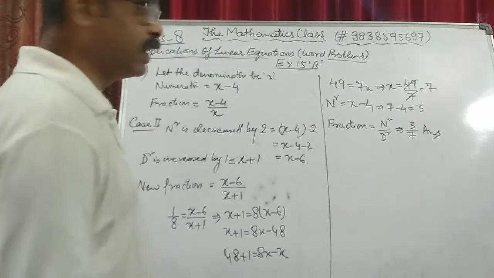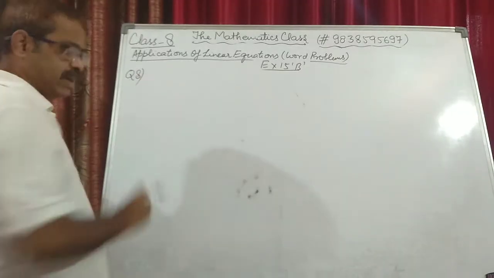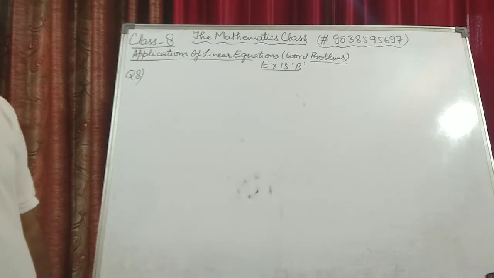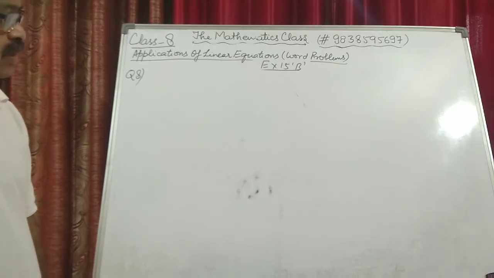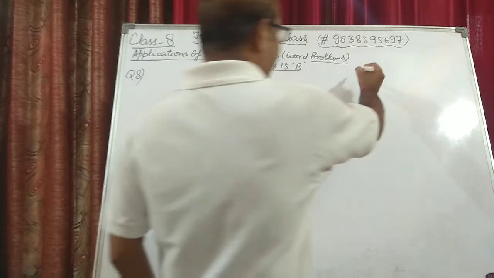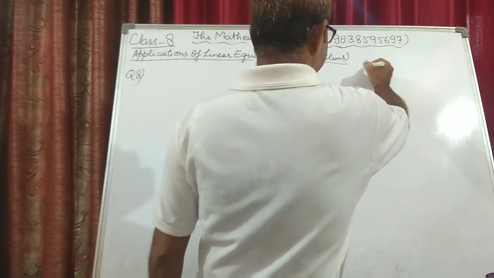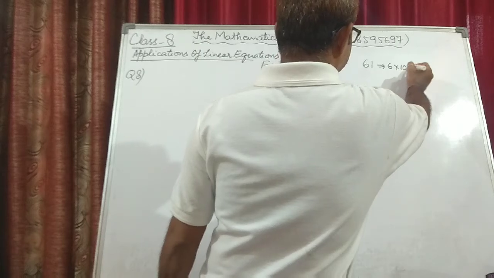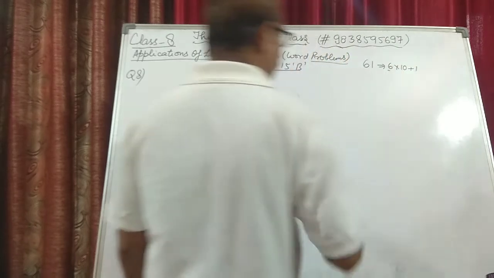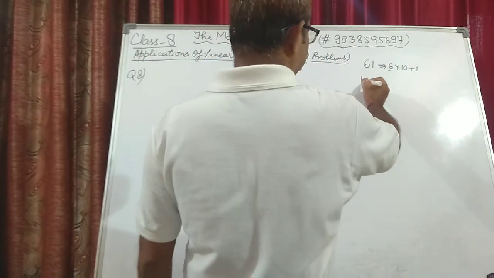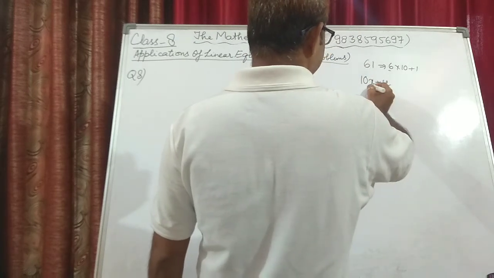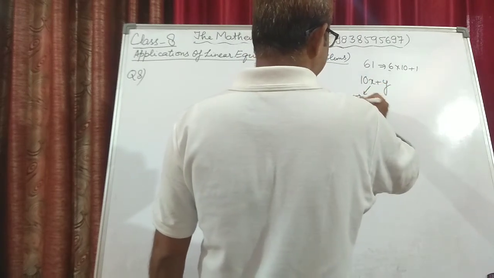Now we move on to the next question, that is question number 8. They say that the sum of the digits of a 2-digit number is 10. Always we write a 2-digit number as, suppose I say 61. If you break it, it means 6 into 10 plus 1. This is the place value. So always a 2-digit number is written as 10x plus y, where x is the tens digit and y is the units digit.